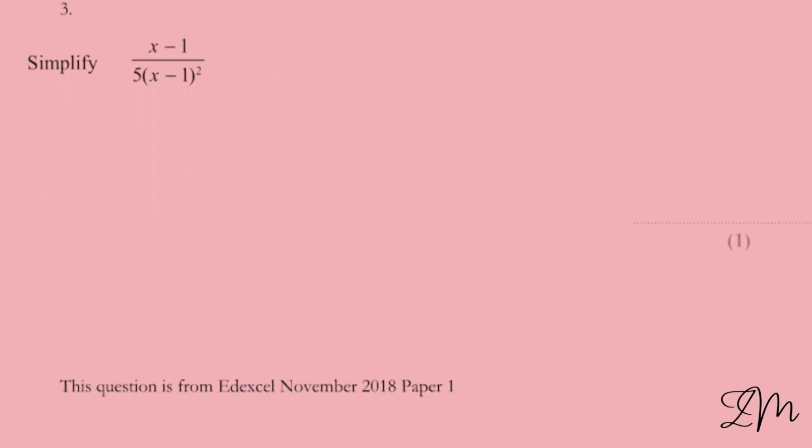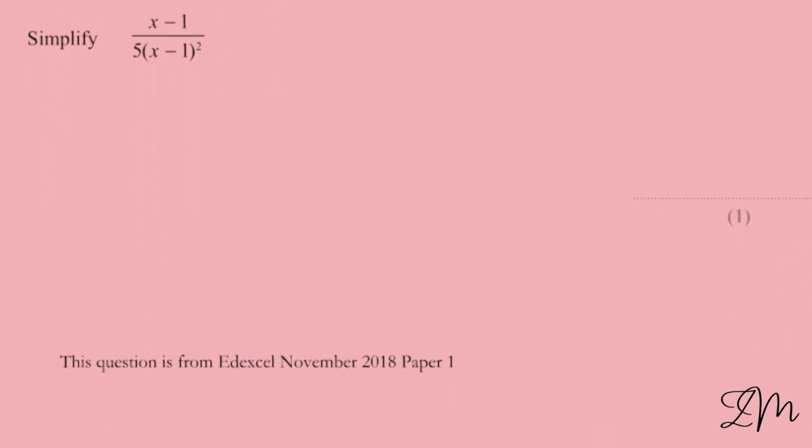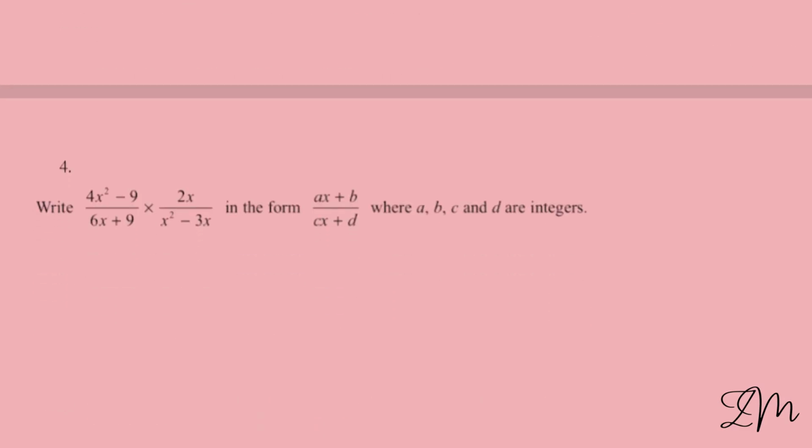Okay, this is a nice 1 marker. We can see on the top and the bottom, we've got an x minus 1. Cancel that out. Remember, when you cancel, you're not getting 0, you're getting 1. So think of a number. If you did 5 divided by 5, you'd have 1. And you get 1 over 5x minus 1.